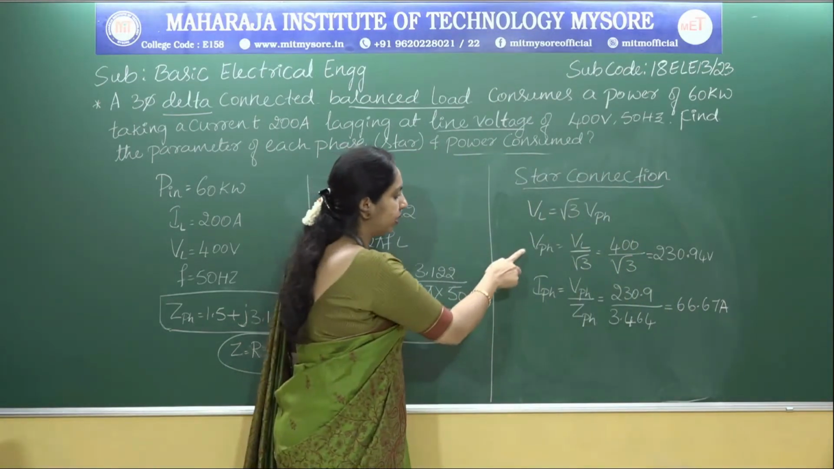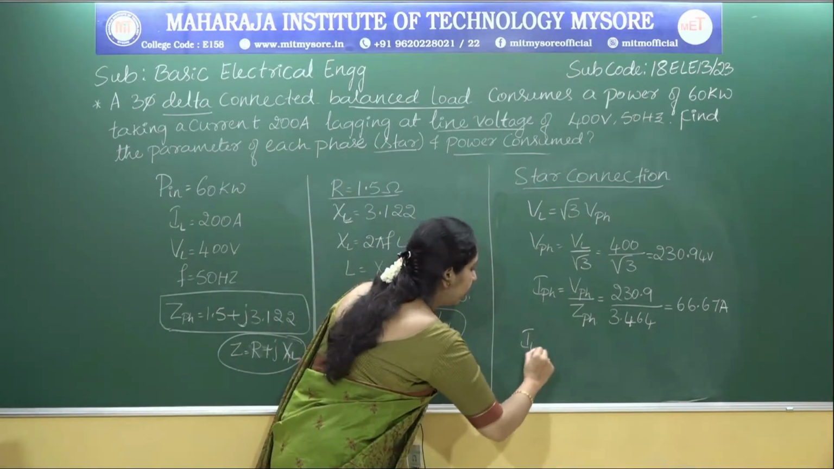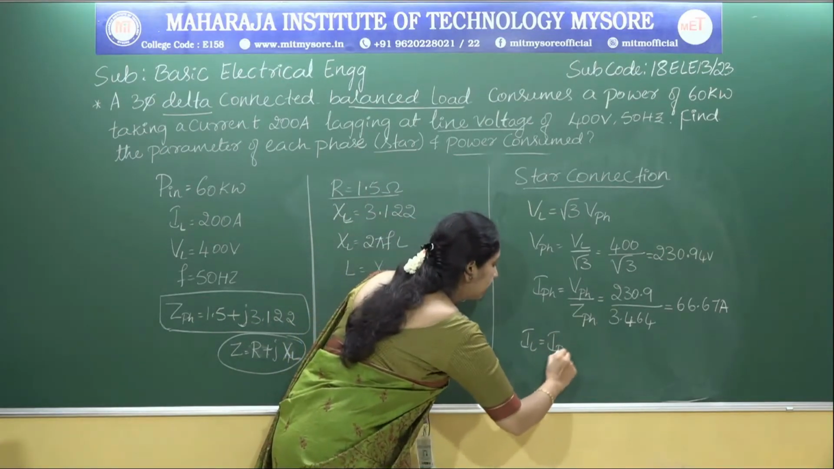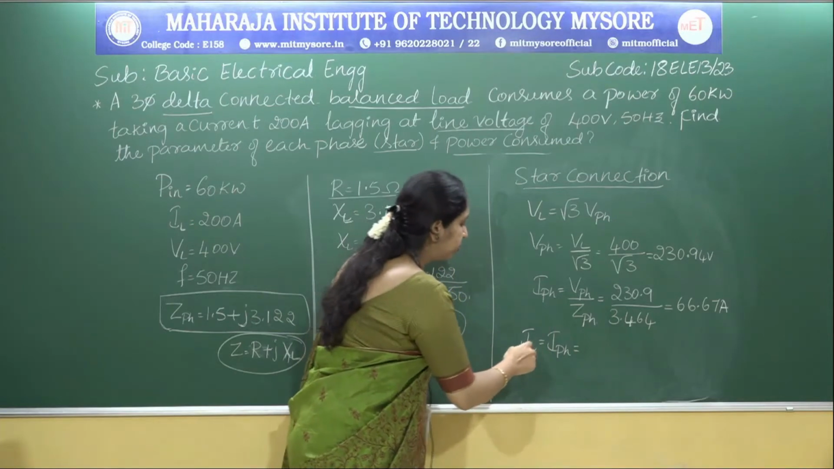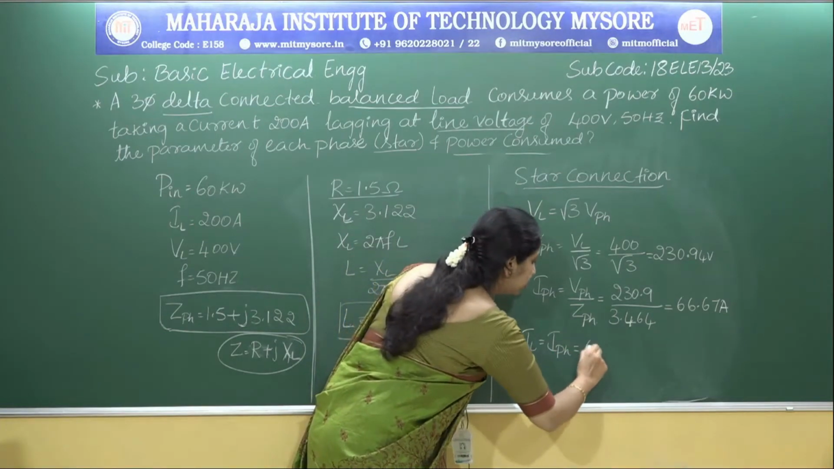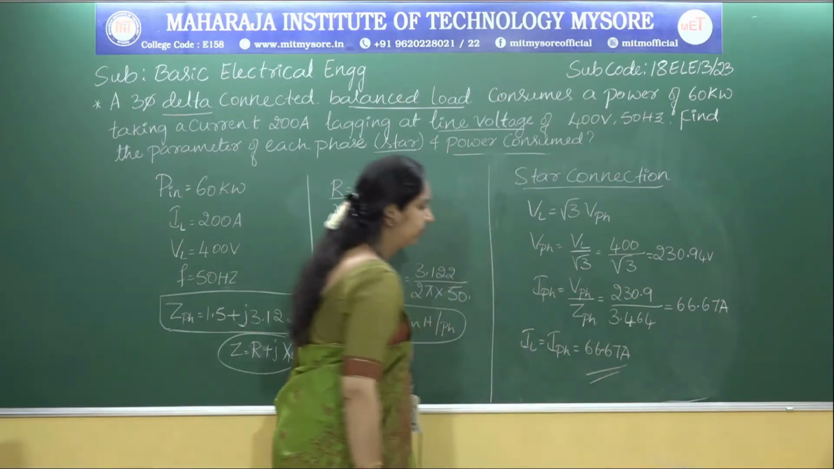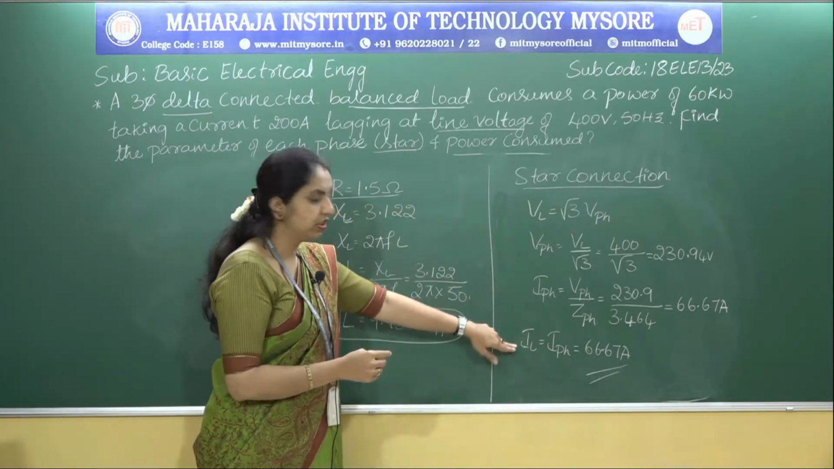Okay, so we have obtained the value of VPH and IPH. And what is IL here? In delta connection we know that IL is equal to IPH, where IPH is 66.67 amperes. Here we have calculated VPH, IPH, right?